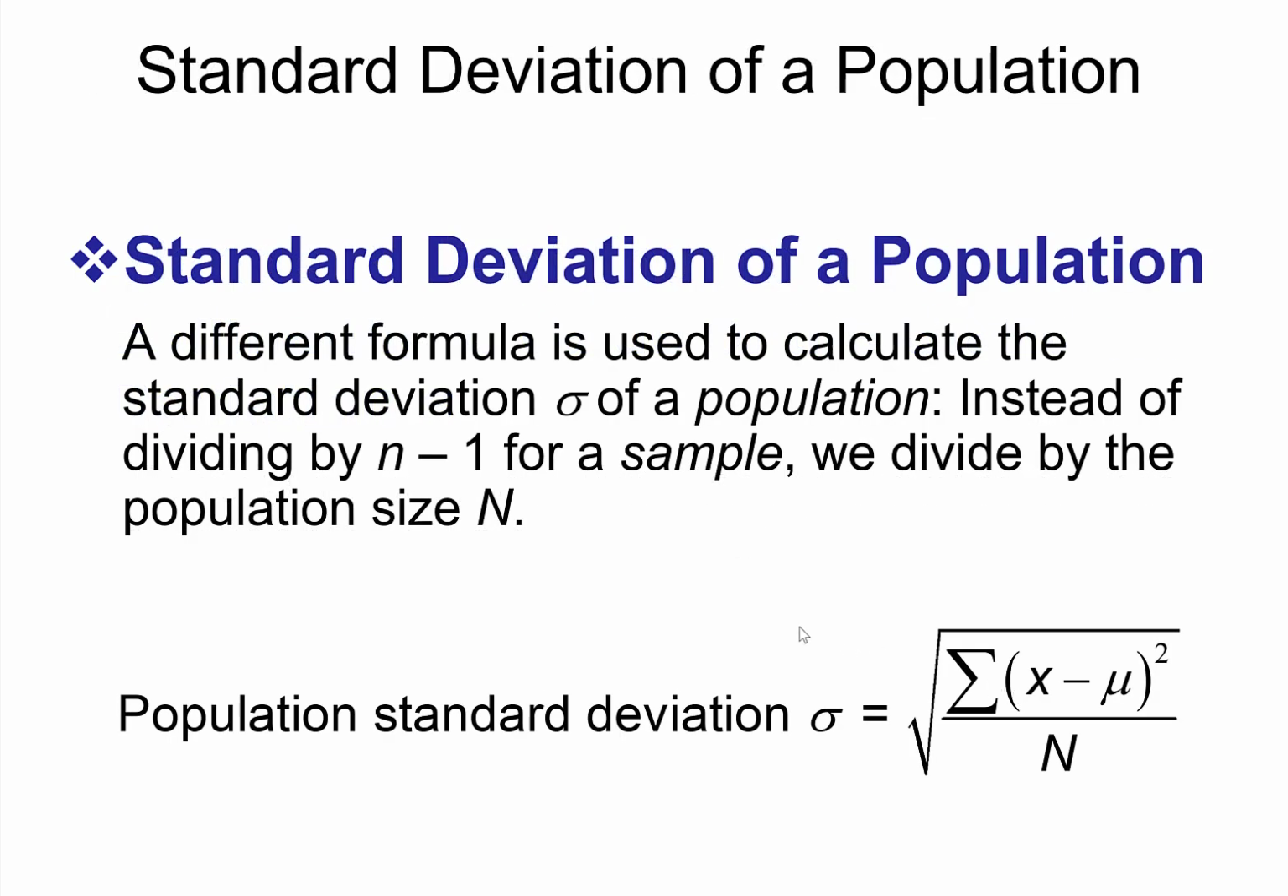The formula for the standard deviation of a population is similar to the formula for the standard deviation of a sample. However, if you notice, in the numerator, we take each data value and subtract the population mean, and in the denominator, we divide by the population size N. We don't make a correction like we did for the sample standard deviation. We just divide by the total population size.